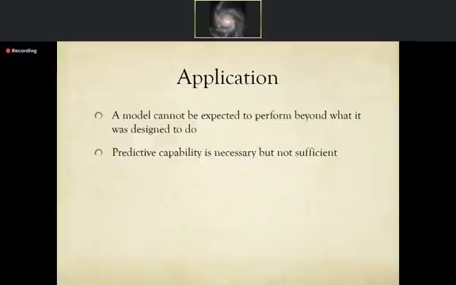So I do want to just finally say that a model can't be expected to perform beyond what it was designed to do. The model builders have designed each model for a specific purpose, and you can't push them beyond that and then expect it to work. I believe we should keep an eye on whether models are capable of prediction. A good model should be able to predict, but that's not enough. Sometimes a bad model can at least appear to predict for a short while. And the question is, what sort of predictions are we really looking for?